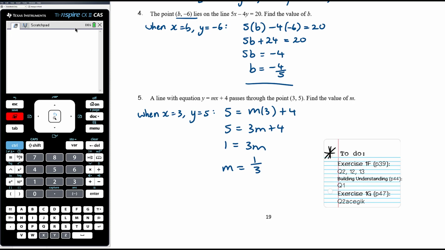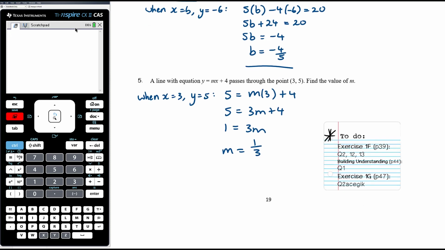Okay, the work today is from a mixture of places. So there are some questions from exercise 1F, which starts on page 39, just question 2 and then questions 12 and 13. I then want you to do one question from the building understanding section, which is on page 44 of your textbook, just question 1 from there. And then in exercise 1G, on page 47, I want you to do just every second part of question 2, so 2 A, C, E, G, I, K.